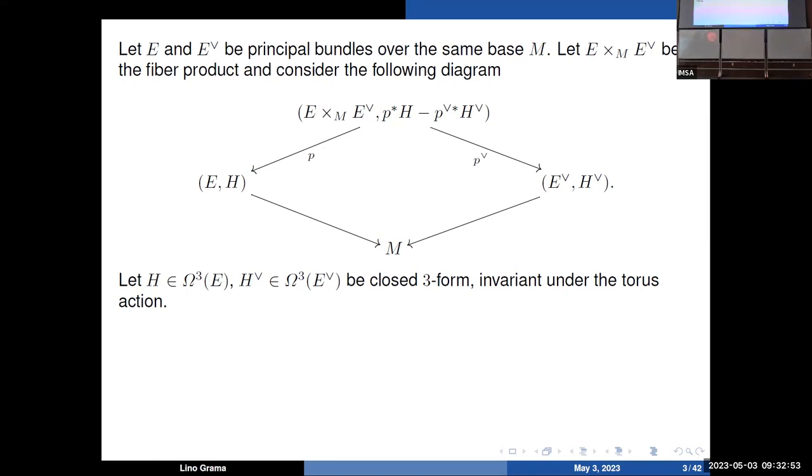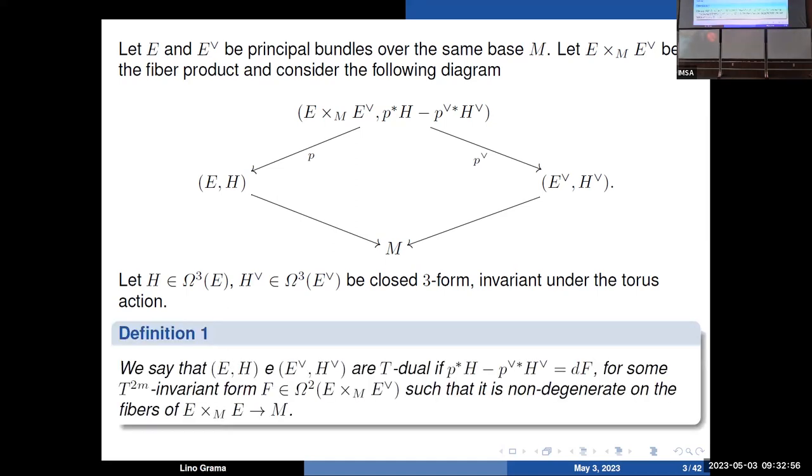And the definition of T-duality we are using here involves a pair. The pairs (E, H) and (E check, H check) are T-dual if the difference of the pulled-back forms is exact. Okay, this is dF, for some torus invariant form F on this fiber product, such that F is non-degenerate on the fibers. If you have some diagram like this, we will call it the T-duality space.